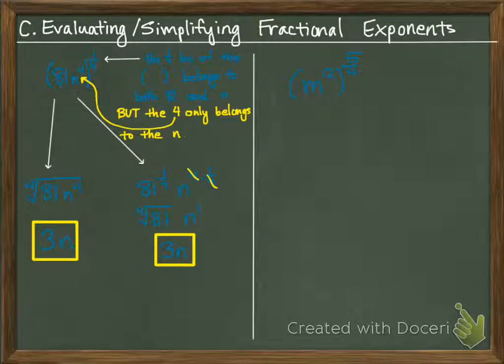We got m to the 12th power, to the 5/4 power. Two ways to do this. On the left, we take the 5/4 and we factor it, like the previous videos. And then we bring that 1/4 and do it as a 4th root of m to the 12th power. And the 5 stays on the outside.